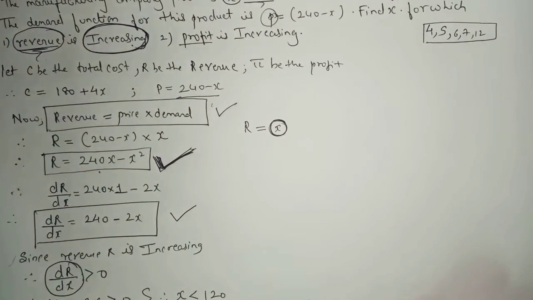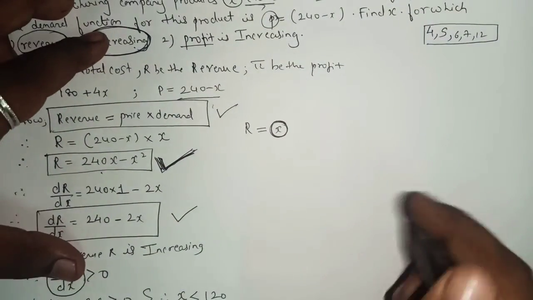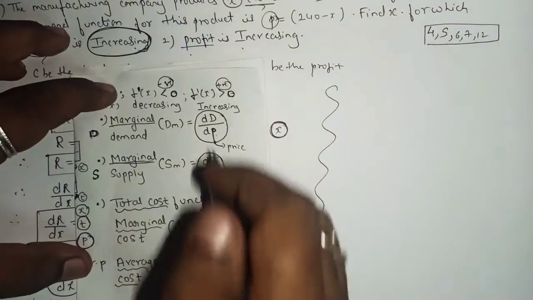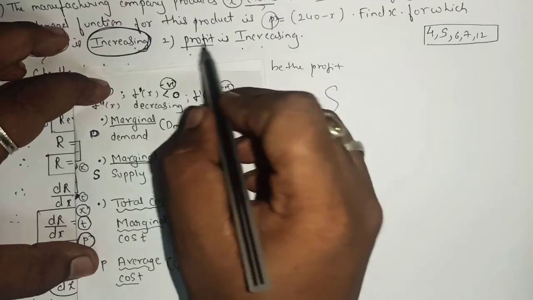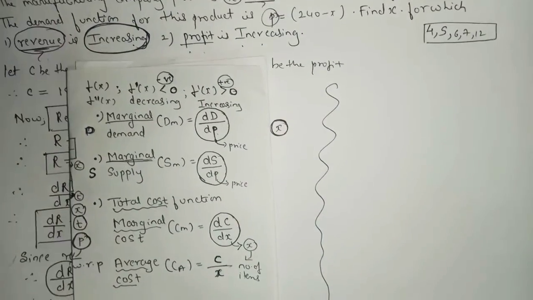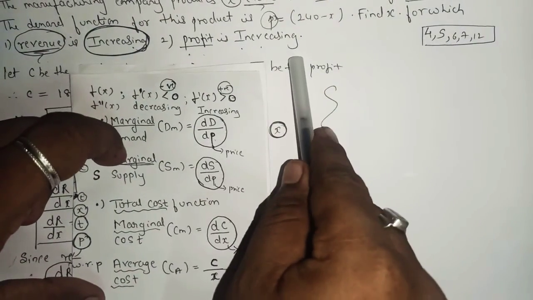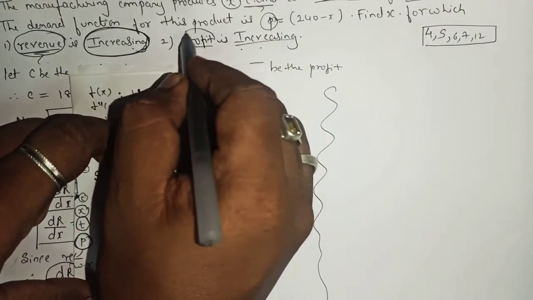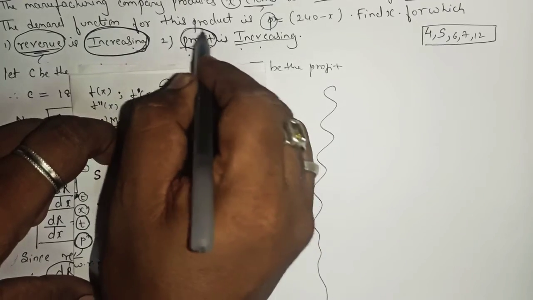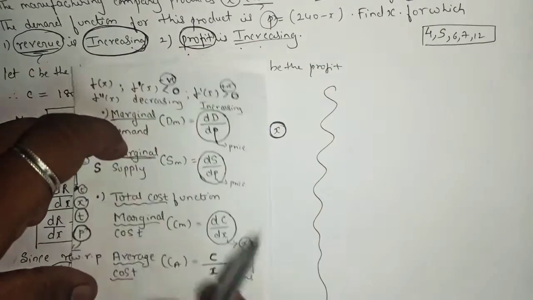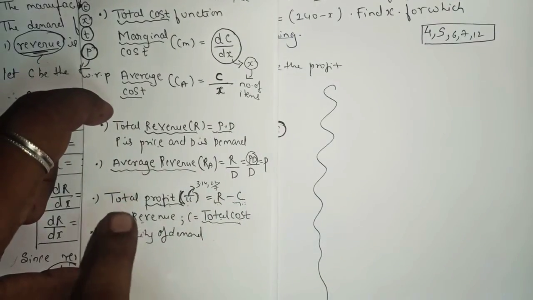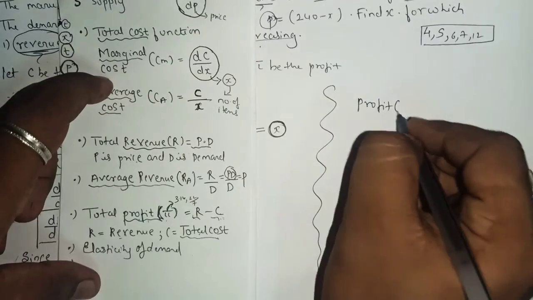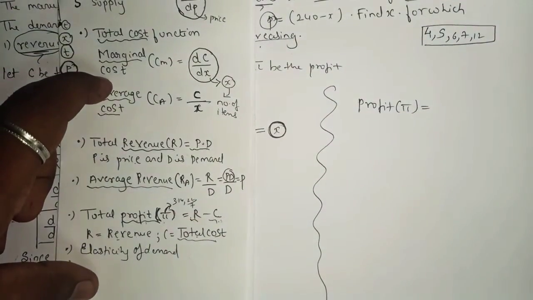Okay, so now what is the next one? The profit is increasing. Profit is increasing, that means you have to find the derivative of the profit. So profit is increasing means what? First you have to find the derivative of profit, yes or no. But for this exercise we have one formula to find the profit, yes or no? So we'll write the formula first. The profit, the symbol is what? Pi.